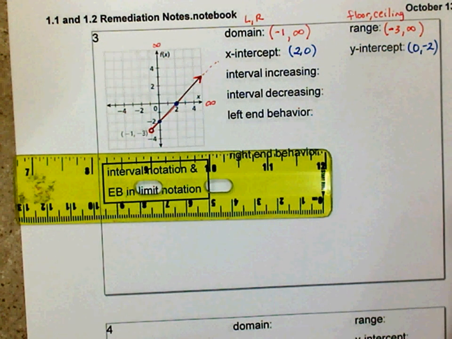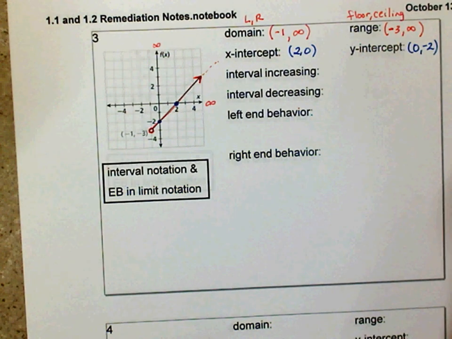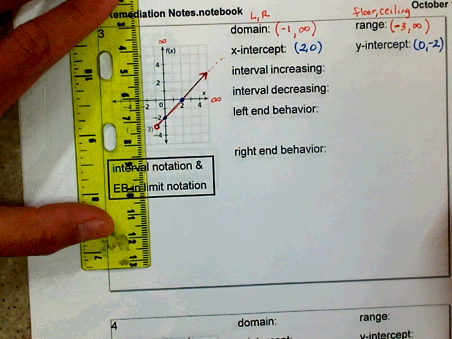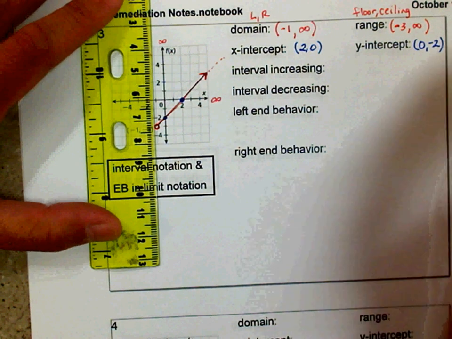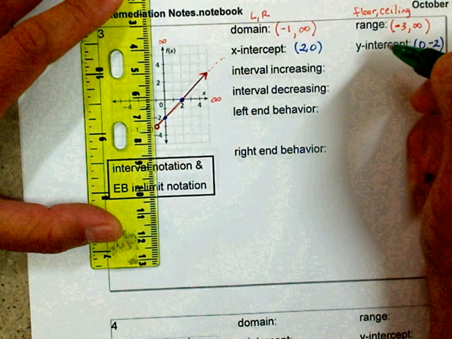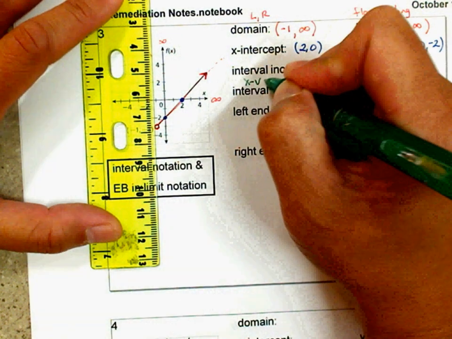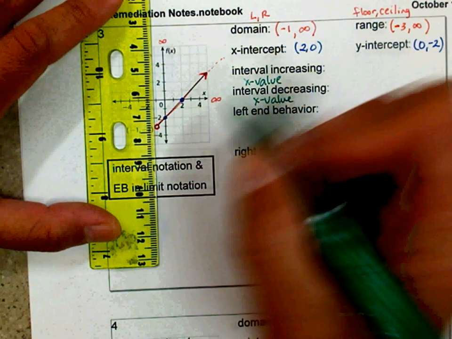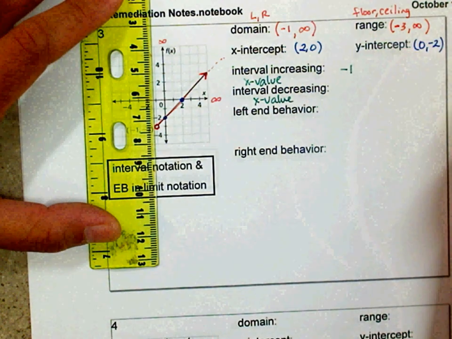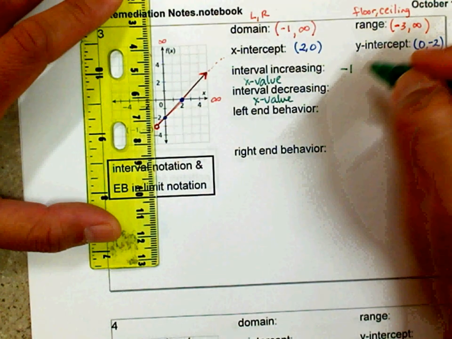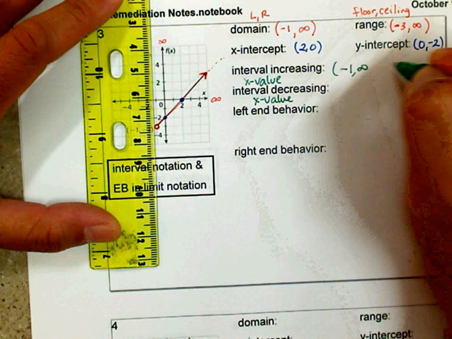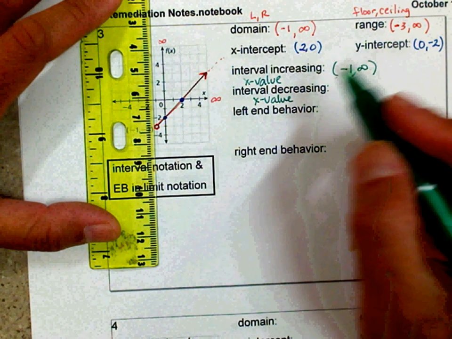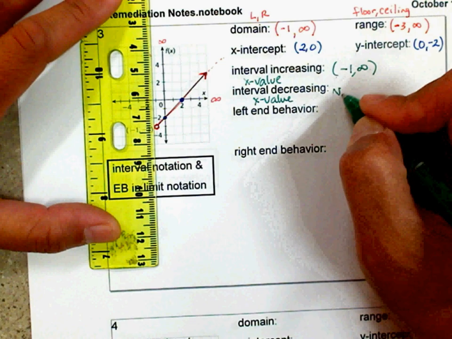Okay? All right. Interval increasing and decreasing. Let's take a look at this graph. From where to where is my graph going up? It is always your x value. You guys got it? Always your x value. So at -1, I'm heading up the whole way to where? To positive infinity. And this will always be parentheses. Okay? Interval decreasing does not apply.